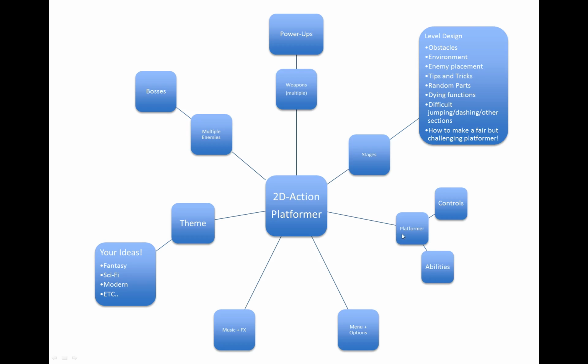And obviously level design comes in here, but it doesn't really matter whether or not I link these up. Now if we go to the bottom right one, that says menu plus options. If we keep going clockwise, this is going to be about how to make a menu option, a main menu, and an options menu.